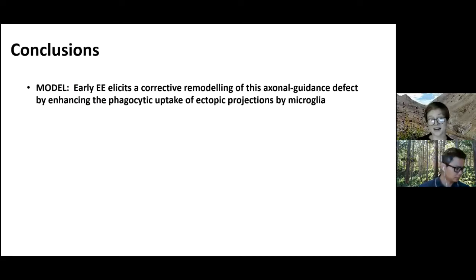So all of this stuff seemed to really support my hypothesis that early enrichment elicits a corrective remodeling of this axonal guidance defect by enhancing the phagocytic uptake of these ectopic projections by microglia. It seemed to support this model.